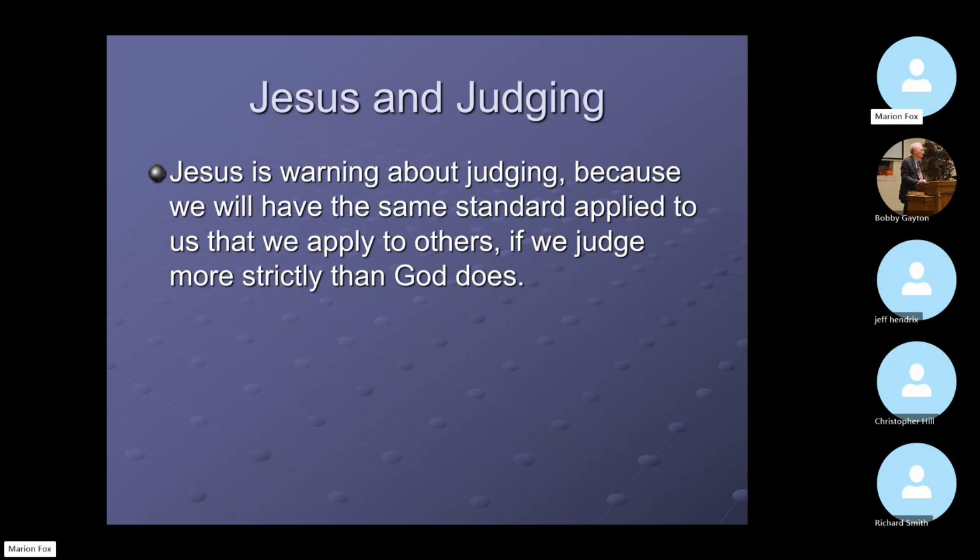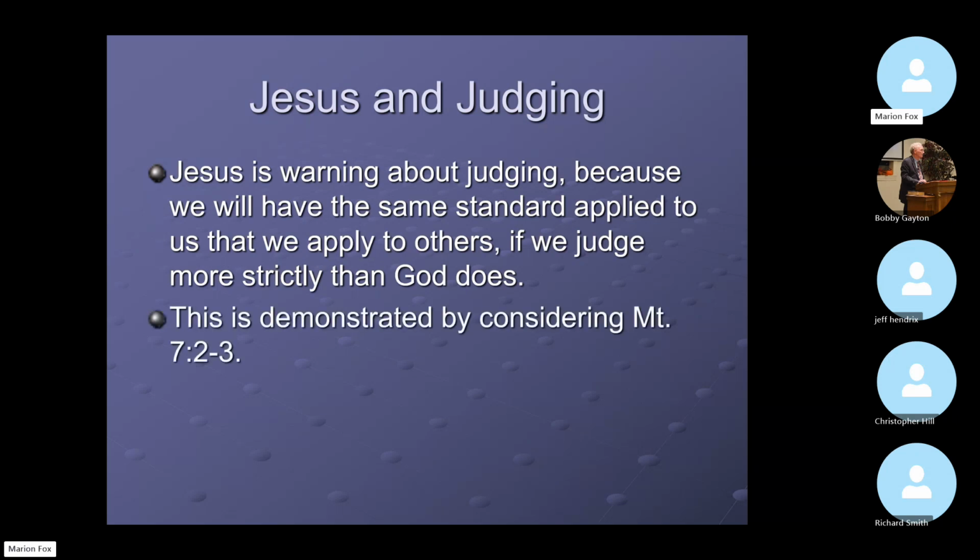Jesus warned about judging because we will have the same standard applied to us that we apply to others if we judge more strictly than God does. Now, if we judge more leniently than God does, God won't loose it. He won't make a lenient judgment on us. But if we're stricter than God has taught us to be, whatever limits the scriptures provide, whatever we bind more tightly than God does, then God will place that binding upon us as well, what we bind upon others. That's what he's saying there.